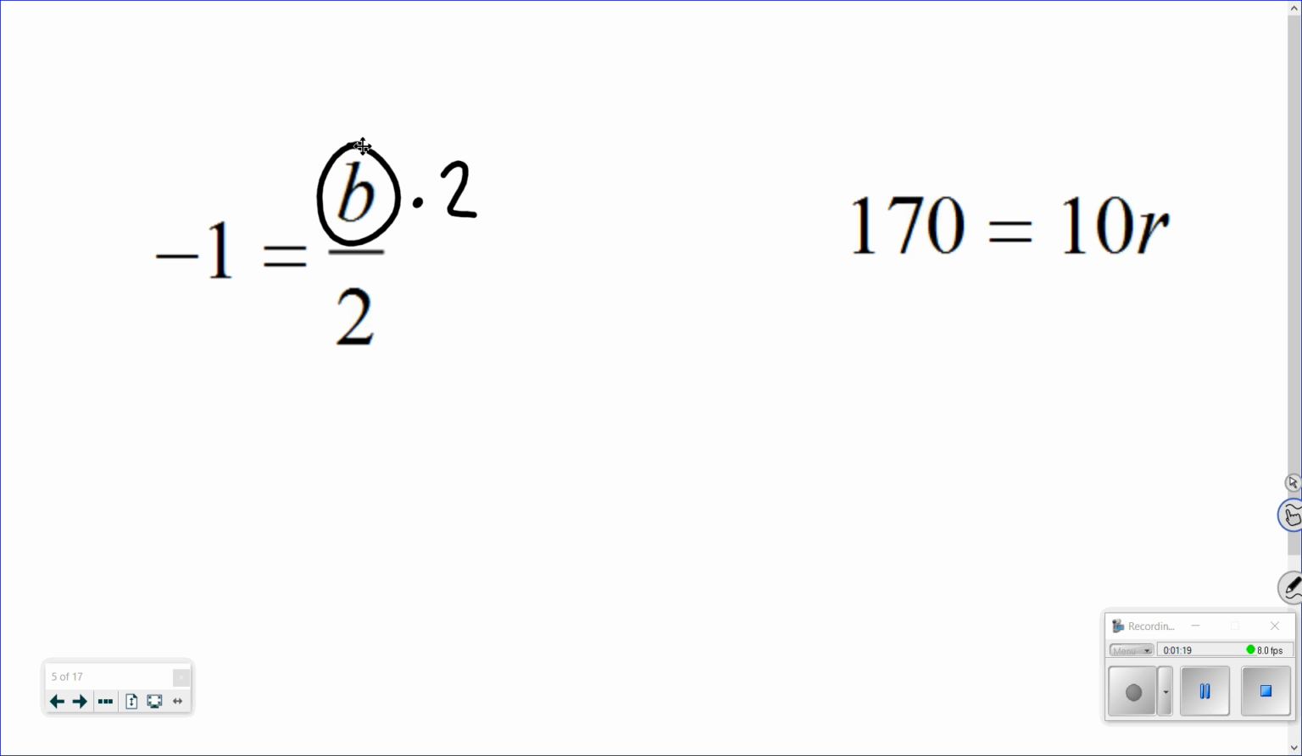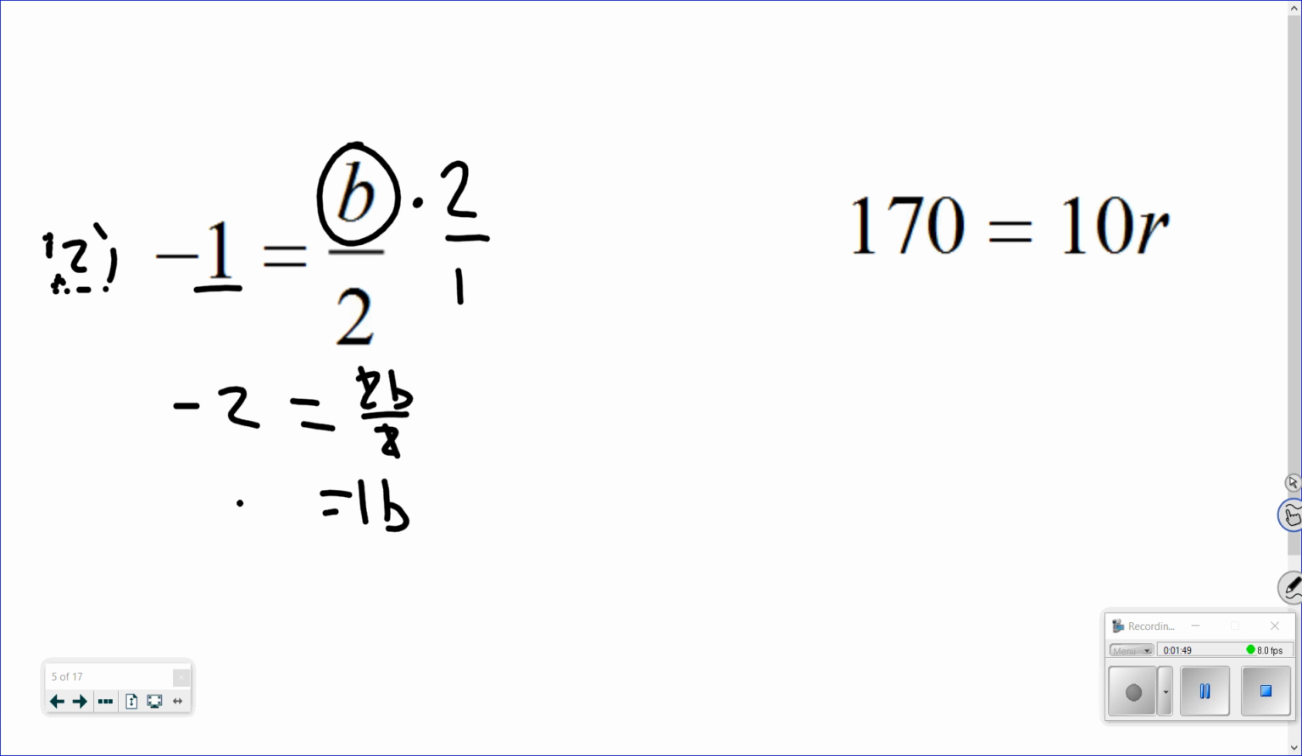Now we can only do that if we multiply one side of the equation by 2. I can only do that if I also multiply the other side of the equation by 2. So I'm going to multiply this side over here by 2 also. Over on this side I got 2 times negative 1. That's a negative 2. Over here on this side, think of that as being 2 over 1. So we end up getting 2b over 2. Well, 2 over 2, I reduce that. That comes out to be 1b. And 1b is really just b. So there's my answer right there. It comes out to be negative 2. So we've solved the equation.